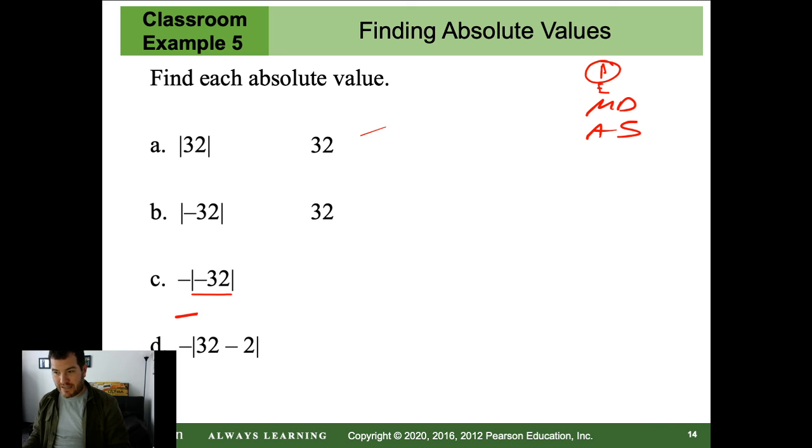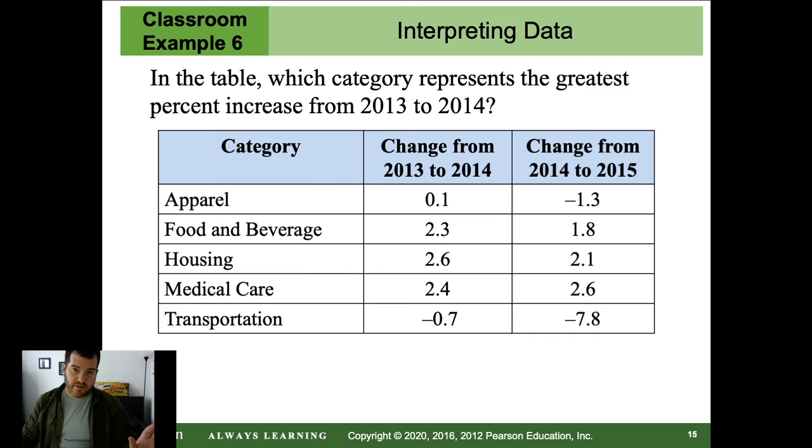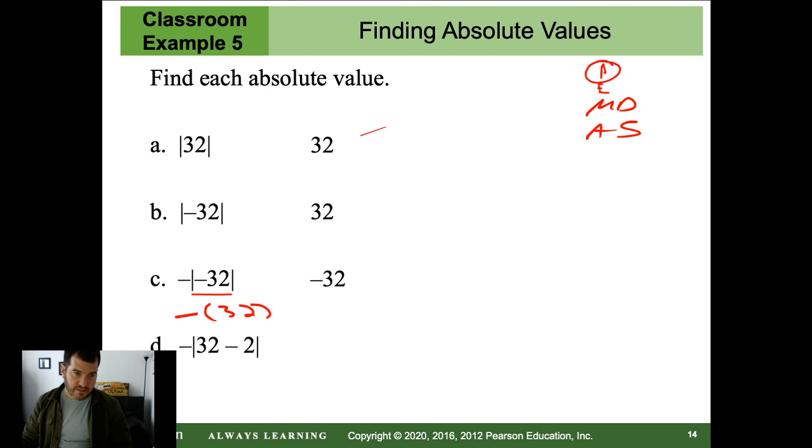But then I basically have this negative out front, so that's why I'm going to have a -32. That's just trying to throw you off a little bit. And then finally, you do the absolute value first. So 32 minus 2 is 30. How far is it from 30 to 0? 30. But then you're going to put that negative out front. So hopefully that makes sense.